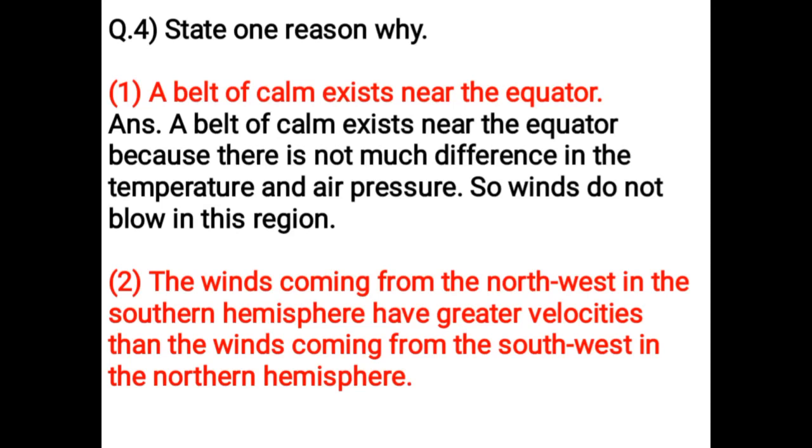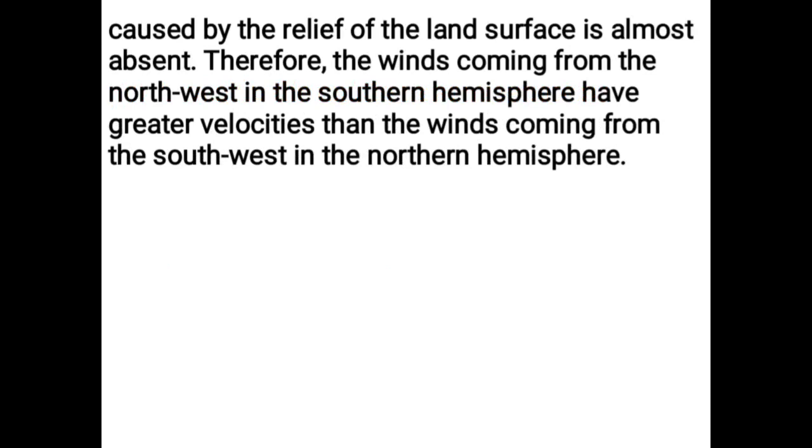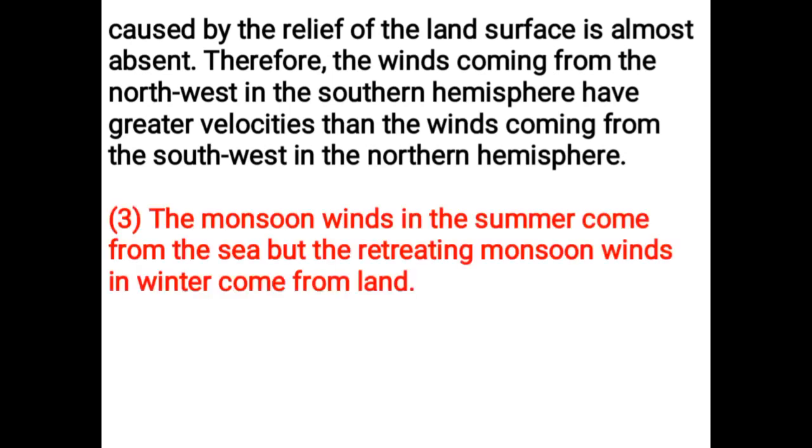The winds coming from the northwest in the southern hemisphere have greater velocities than the winds coming from the southwest in the northern hemisphere. In the southern hemisphere, the obstacle caused by the relief of the land surface is almost absent. Therefore, these winds have greater velocities.